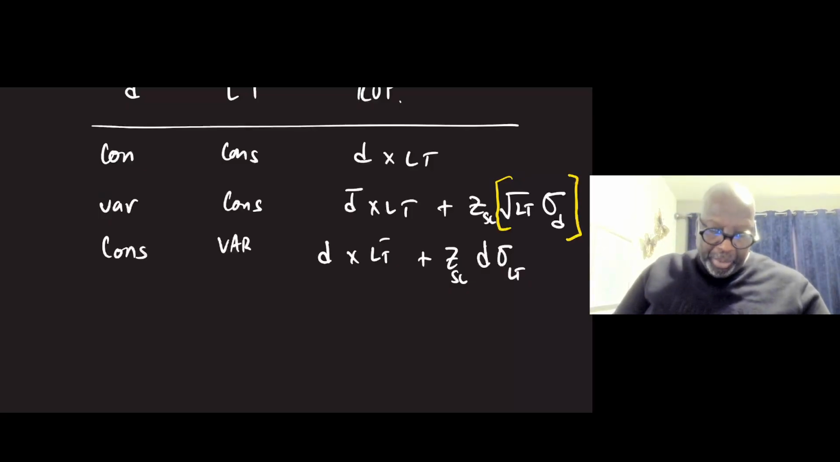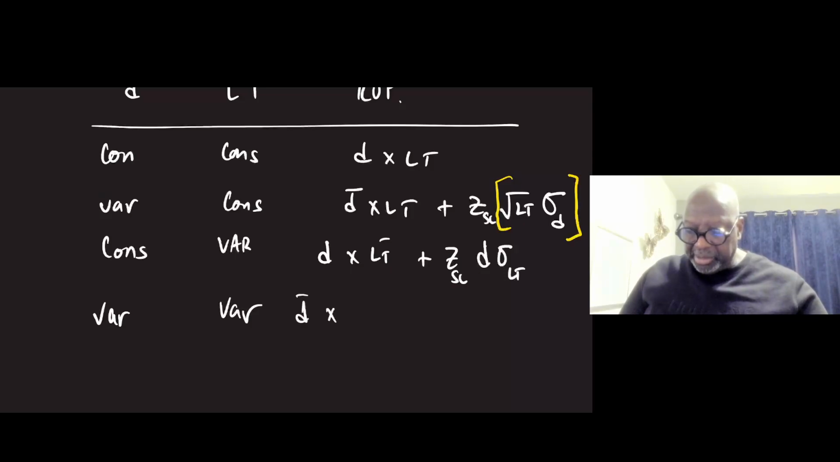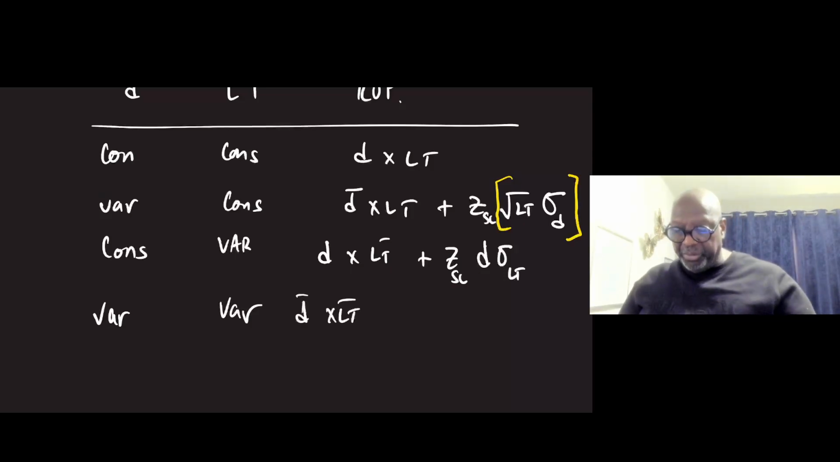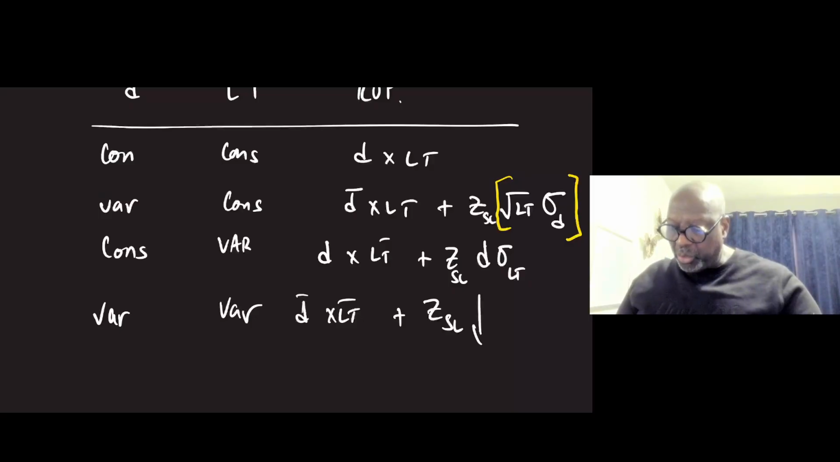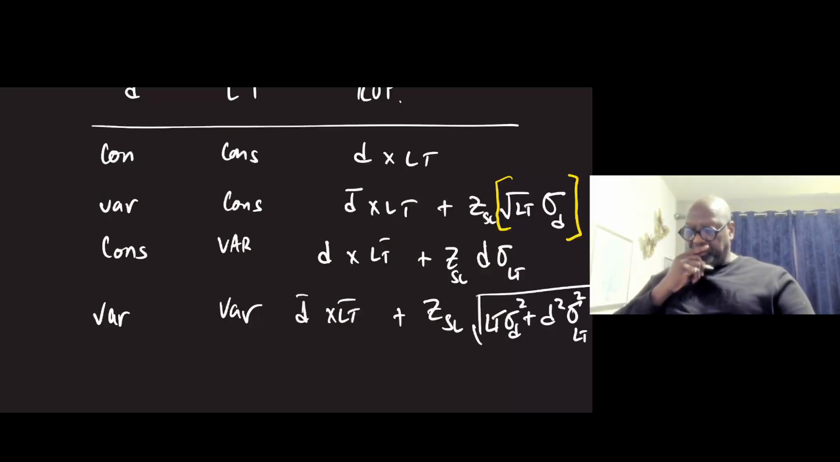And then when both are variable, it would be D bar times LT bar, notice they're both averages, plus Z_SL times the square root of LT times sigma D squared plus D squared sigma LT squared. That's a little more complicated, but that's what it is.